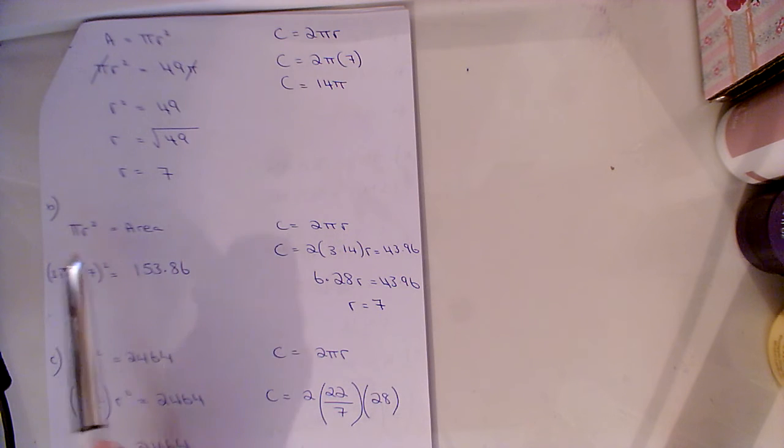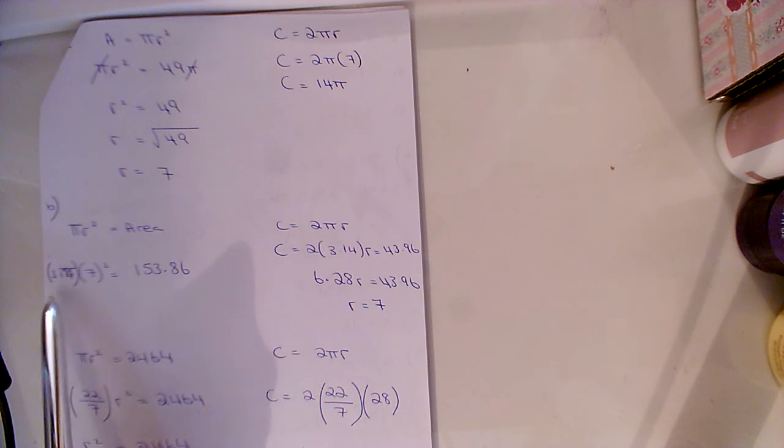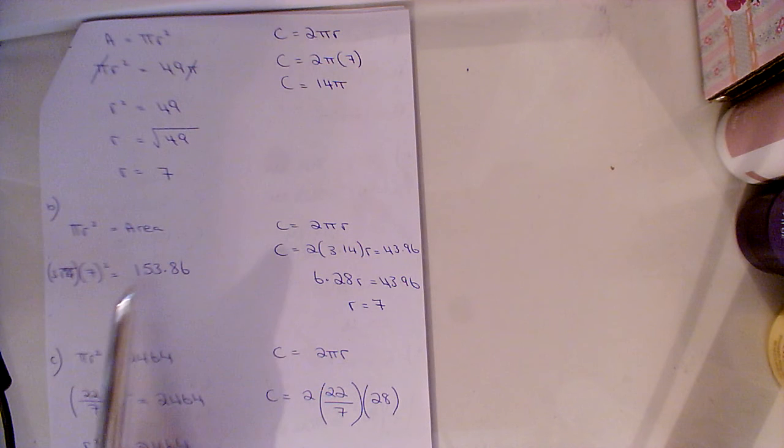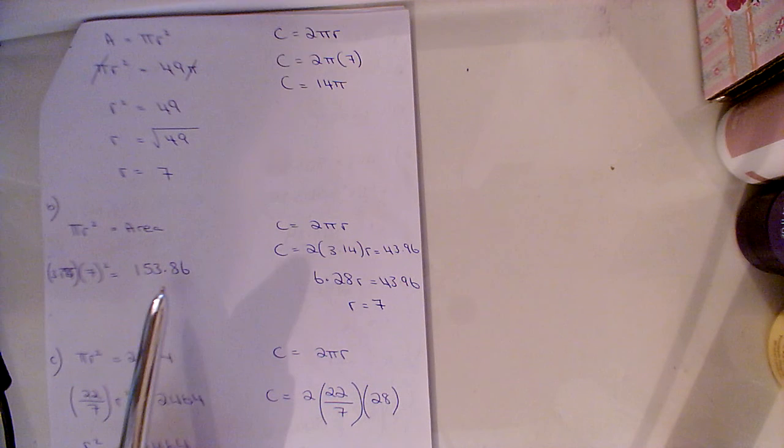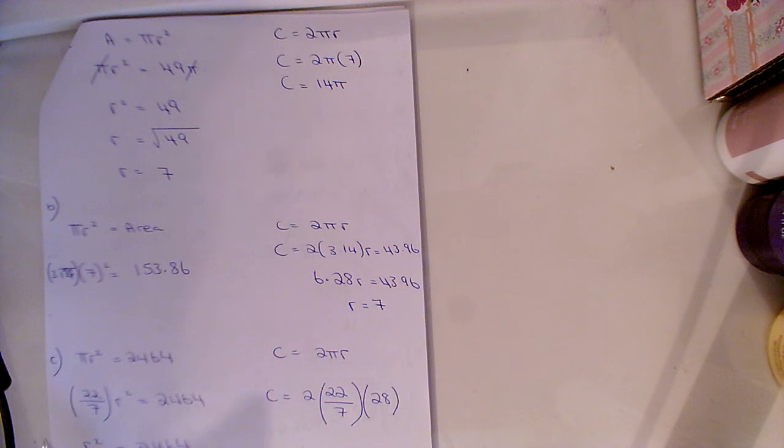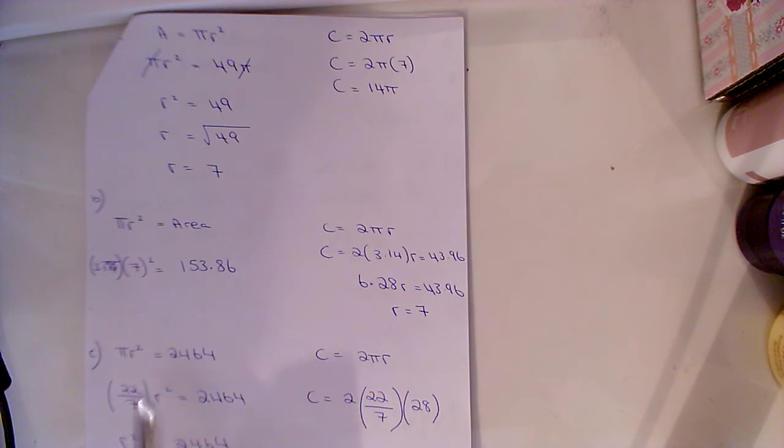Then I'm able to find my area. So area is pi r squared. So I take pi as 3.14, r is 7 to be squared, and I get 153.86. For the next one, I was told to take pi is equal to 22 over 7, and I was given the area. So area is equal to pi r squared, and that's equal to 2464.